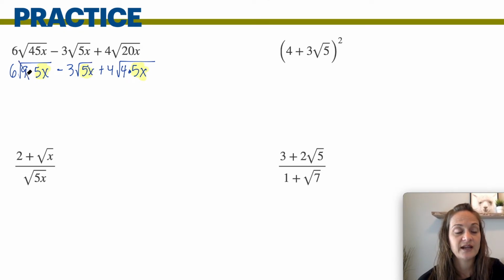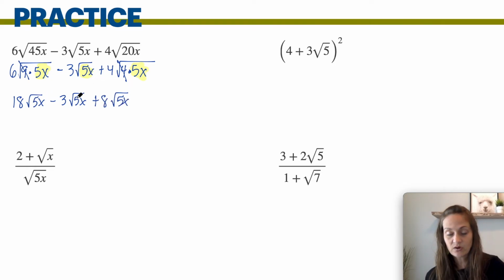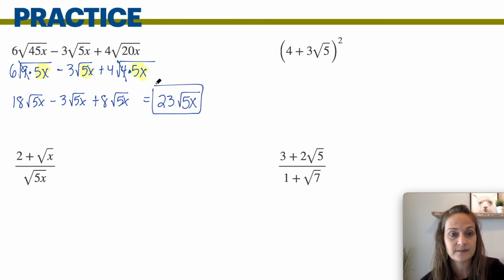So the square root of 9 is 3. 3 times 6 is 18. You cannot reduce that, so I'm just going to bring it down. And the square root of 4 is 2. 2 times 4 gives me 8. Now I notice they all have the same square root and they all have the same radicand, so I can combine the coefficients in front. 18 minus 3 is 15. 15 plus 8 will give me 23 square roots of 5x.